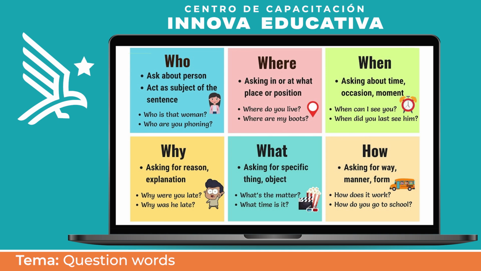The number 2 is where. We use where when we are asking at what place or position something is. For example, here we go. Where do you live? The question is, where do you live? ¿Dónde? The translation of this word is where, ¿dónde?